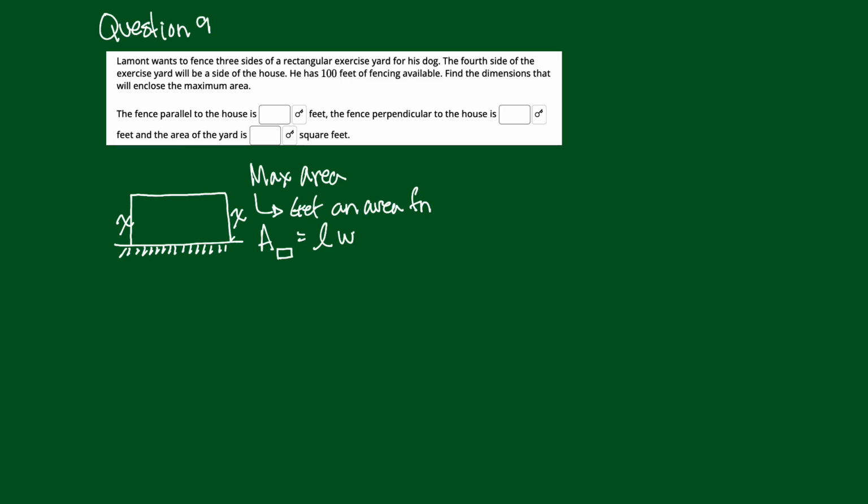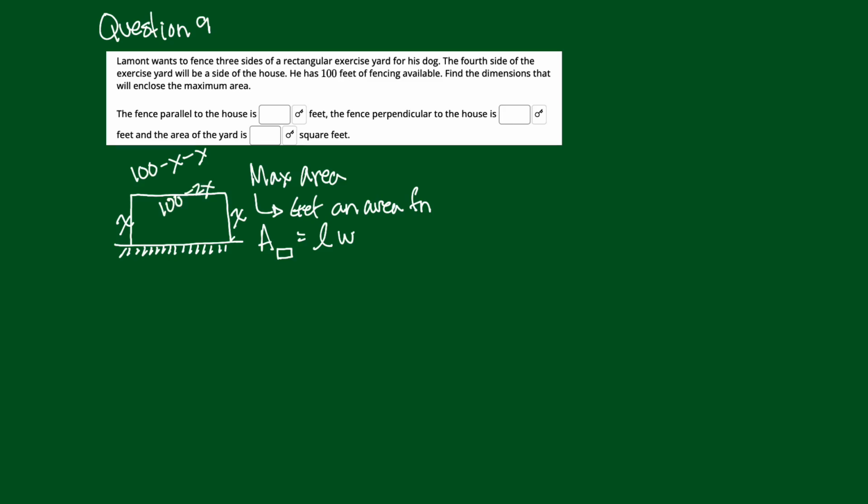But let's do this in general. So I've got 100 feet all together, and I have used up x over here and x over here. So what I've got is this. I have 100 minus an x, like minus this x, and then minus another x. So altogether, this is going to be 100 minus 2x.